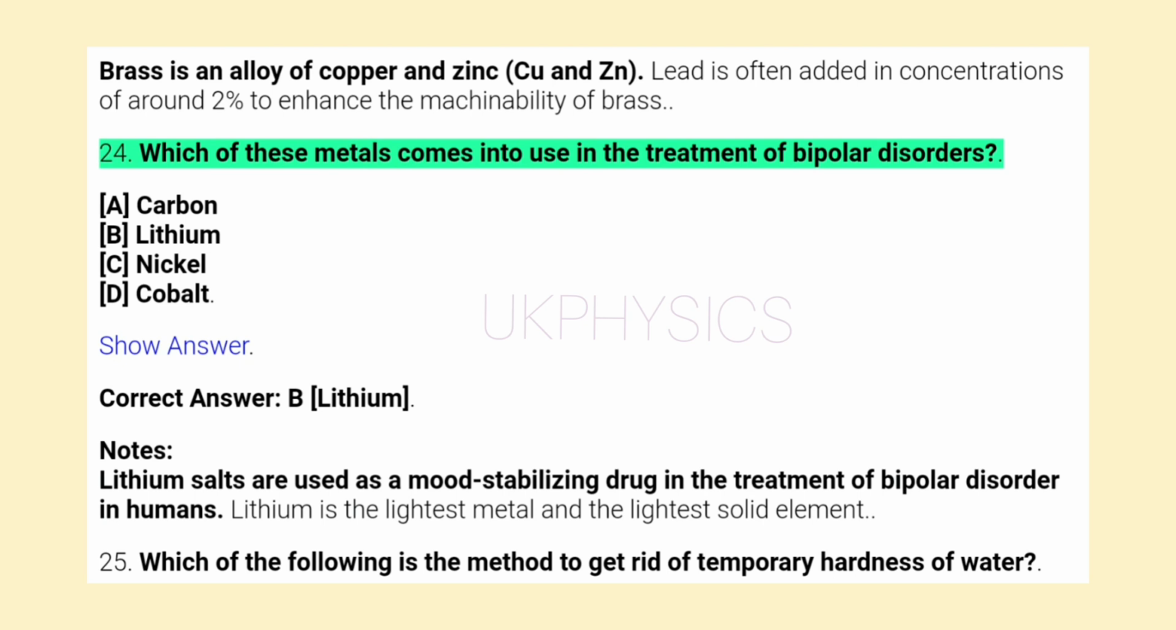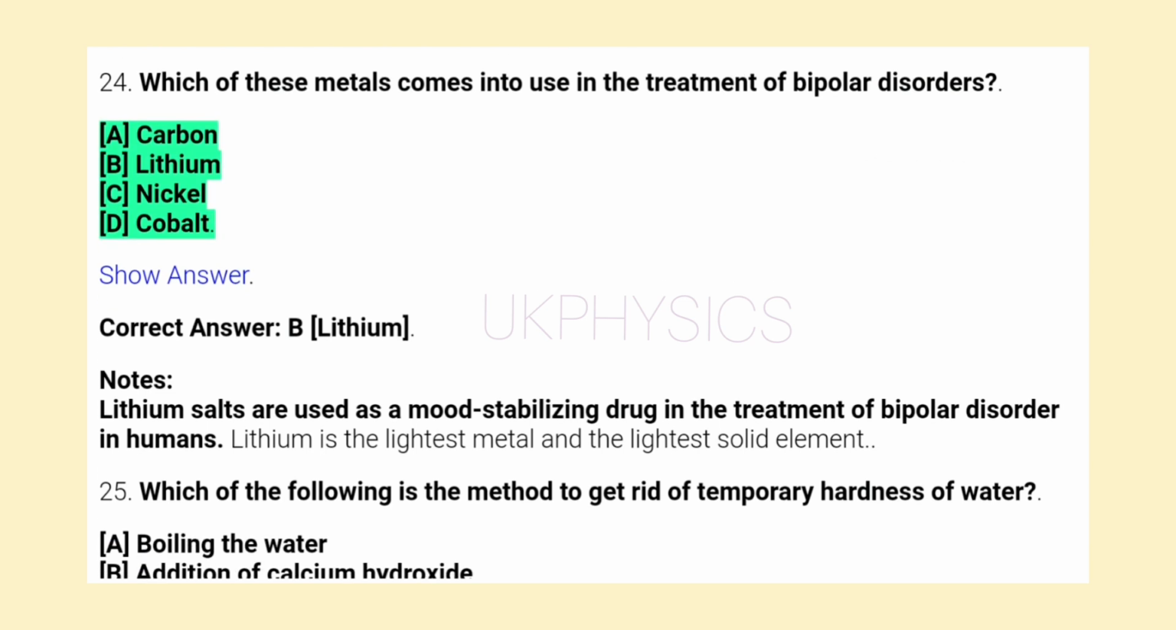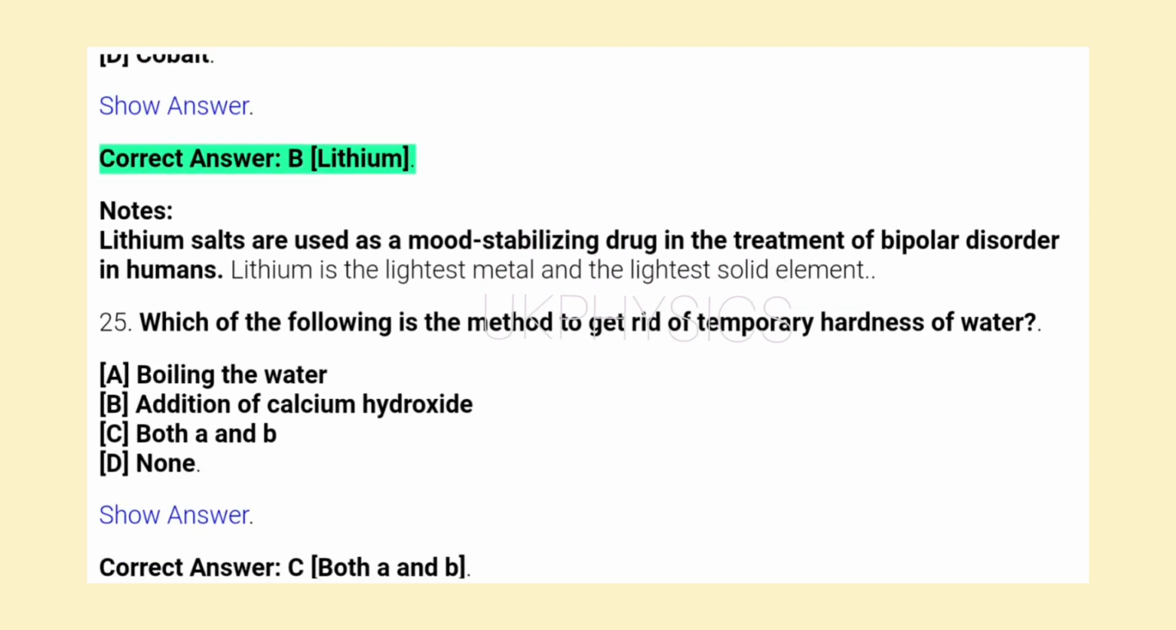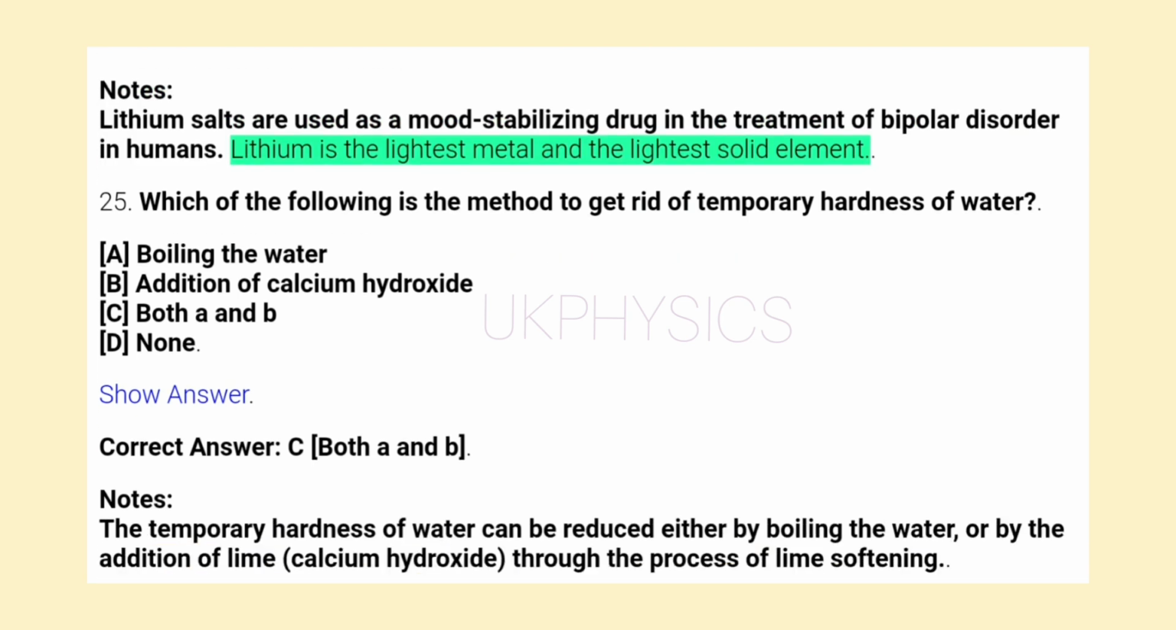24. Which of these metals comes into use in the treatment of bipolar disorders? A. Carbon, B. Lithium, C. Nickel, D. Cobalt. Show answer. Correct answer, B. Lithium. Notes: lithium salts are used as a mood stabilizing drug in the treatment of bipolar disorder in humans. Lithium is the lightest metal and the lightest solid element.